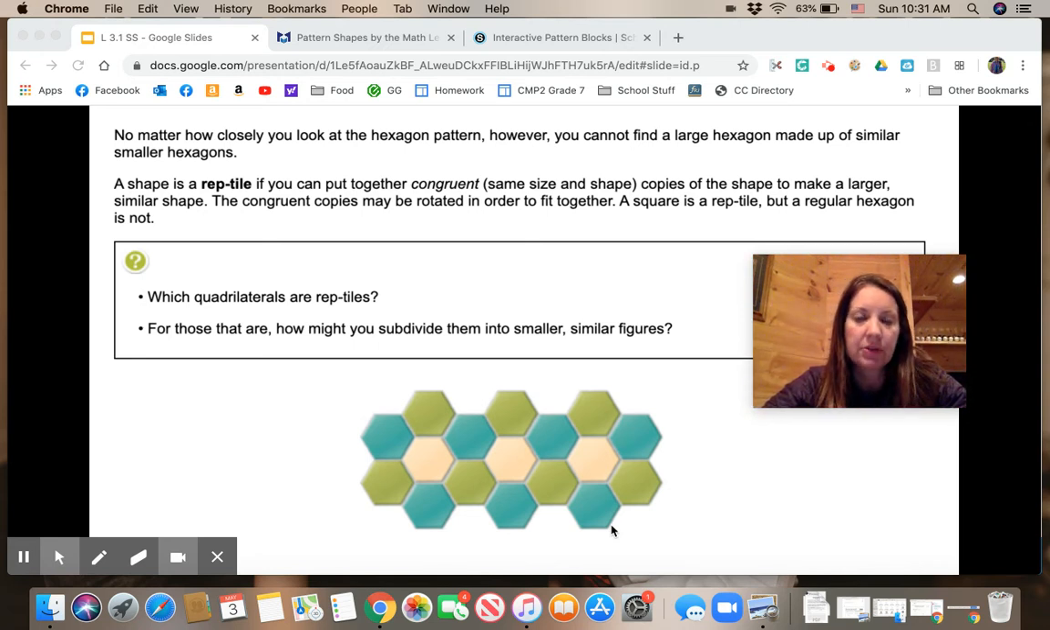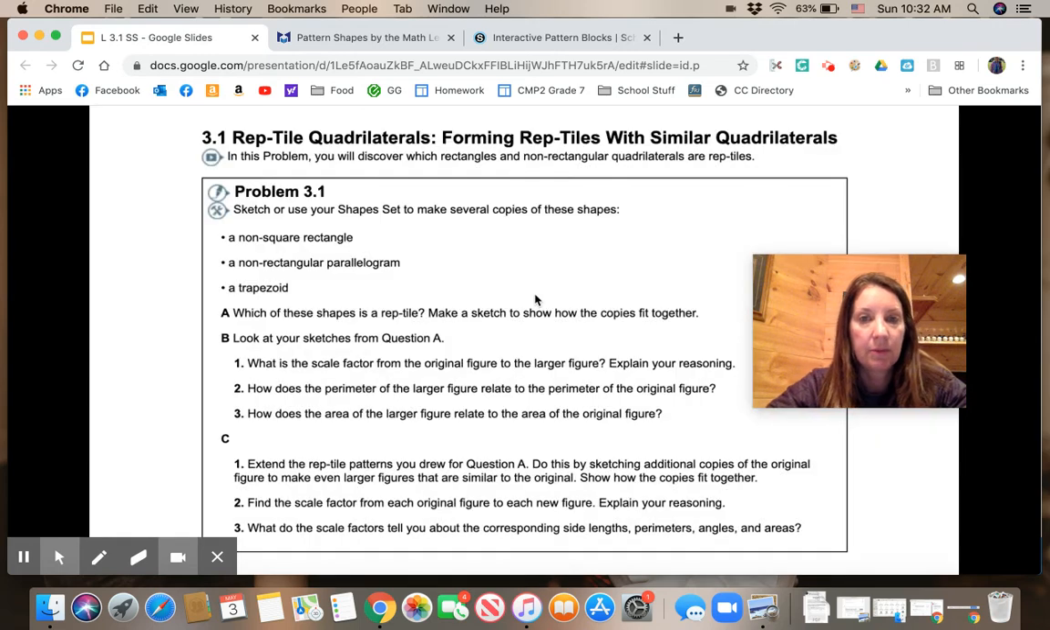So, which quadrilaterals are reptiles, or which ones can be made into reptiles? Can you use rectangles to make a larger similar rectangle? Can you use parallelograms? Can you use trapezoids? For those that are, how might you subdivide them into smaller, similar figures? So you're thinking about how you would take that bigger rectangle and divide it into smaller rectangles so that it could be similar. So that's what we're going to be working on today.